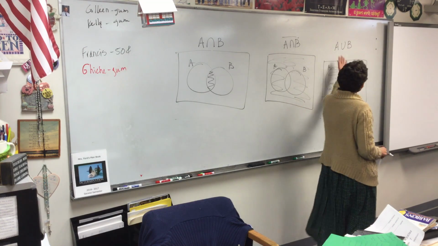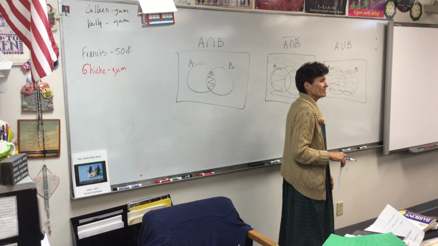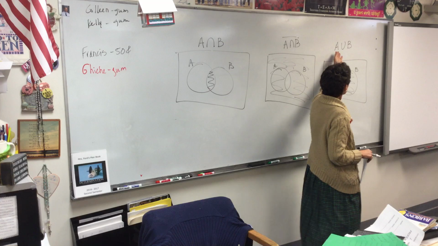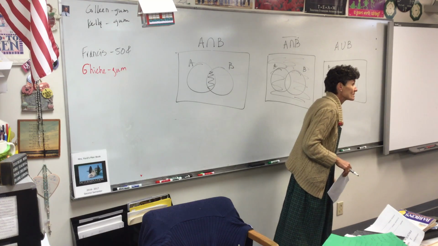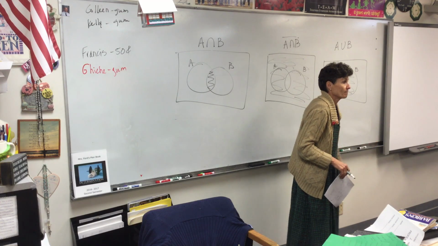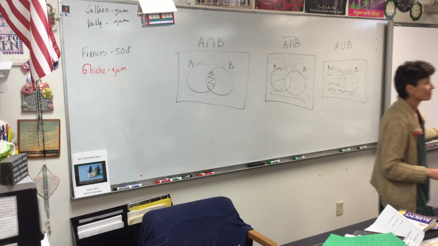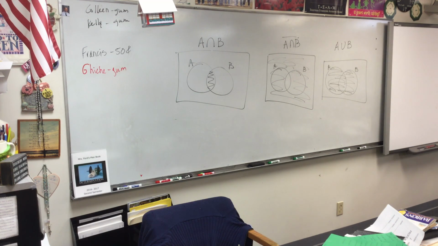I know we're using A's and B's because that's what they do when we study sets, but think of it like this. A is all the people that like M&Ms. And B is all the people that like Snickers. So what have we got here colored in? We got everybody that likes either M&Ms or Snickers or both. That's what we've colored in.